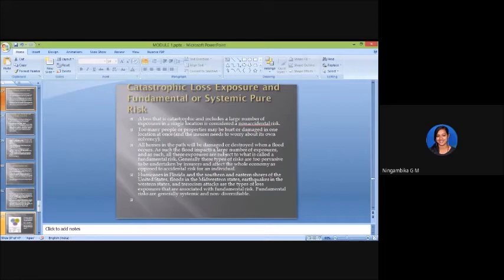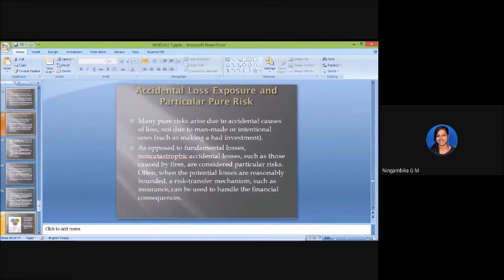Yes, these types of loss exposure are associated with fundamental risk, and these are generally systematic and non-diversifiable. These risks are systematic in nature and cannot be diversified because they are caused by natural calamities, right? So those are called fundamental risk. Coming to the next one, we talk about accidental loss exposure in particular.